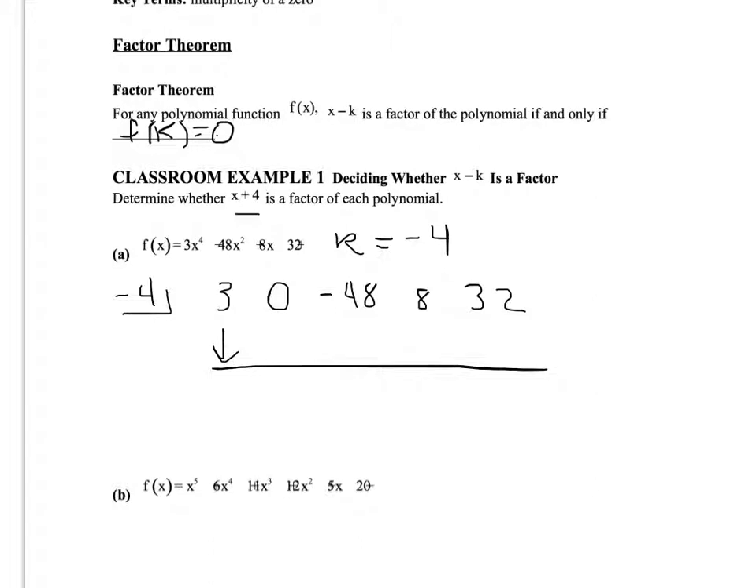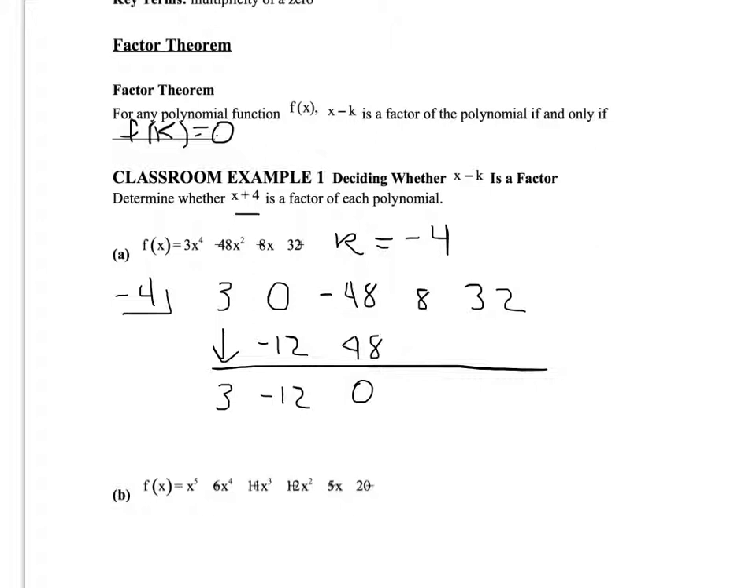So bring down your first coefficient of 3. If I multiply 3 times negative 4, I get negative 12. When I add that second column, obviously I get negative 12. Now, the value that goes under negative 48 is a negative 4 times a negative 12, which is a positive 48, and that actually zeroes out. But we're not done. We have to get all the way to the end of the row.